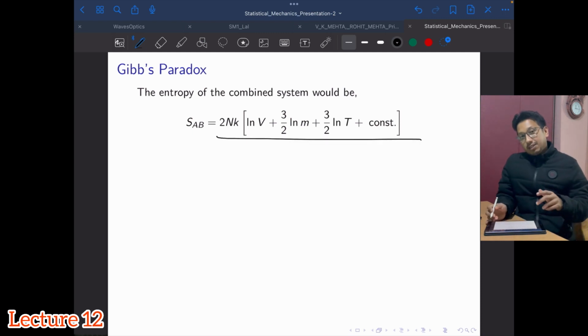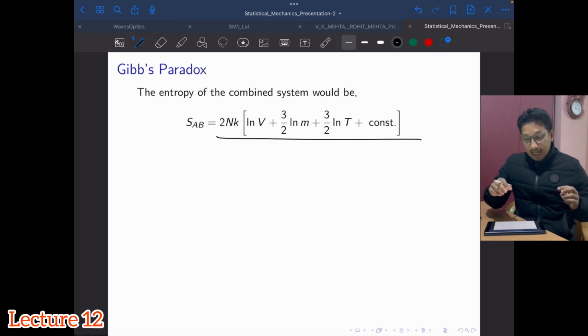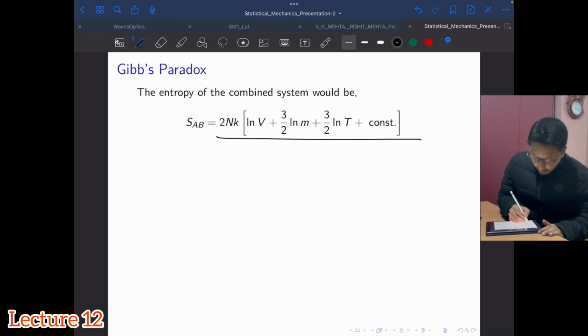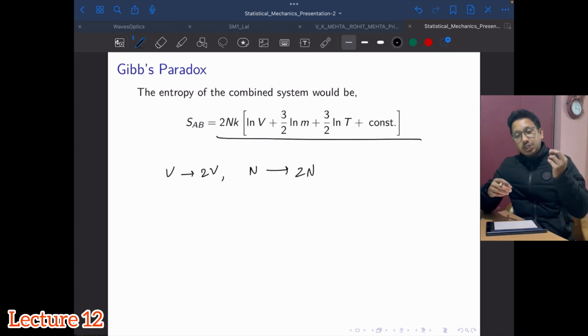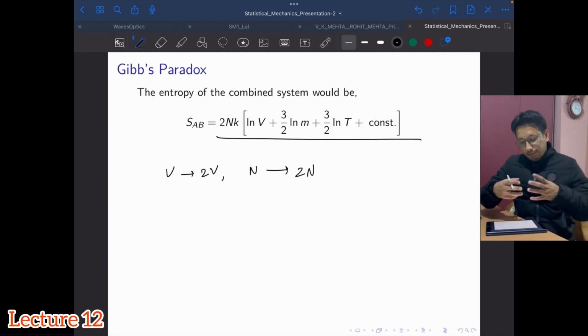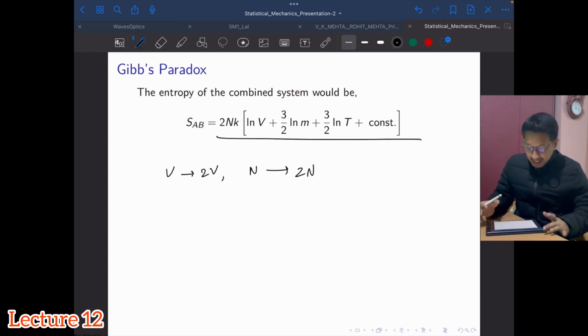But now let's consider the system as a whole, not as A plus B. Individually the volume was V, so it will be replaced by 2V. Individually the number of particles was N, and now the combined system will have 2N because I have removed the partition, so the particles from both systems will try to mix up. They will diffuse from one corner of the system to the other, and it will start mixing.